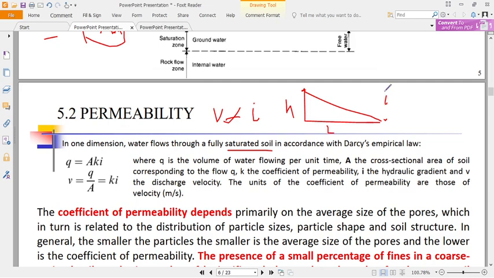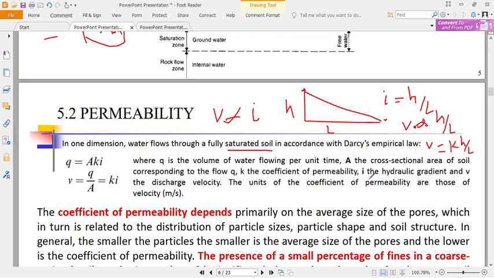Now for I, the hydraulic gradient, the steeper or the bigger the hydraulic gradient, the higher the velocity. Is that okay? It is given by H divided by L. So we can say V, the velocity through a material or through a soil, is proportional to H over L. Now to remove this proportionality, we put in a proportionality constant. We can say that V is equal to K H over L.